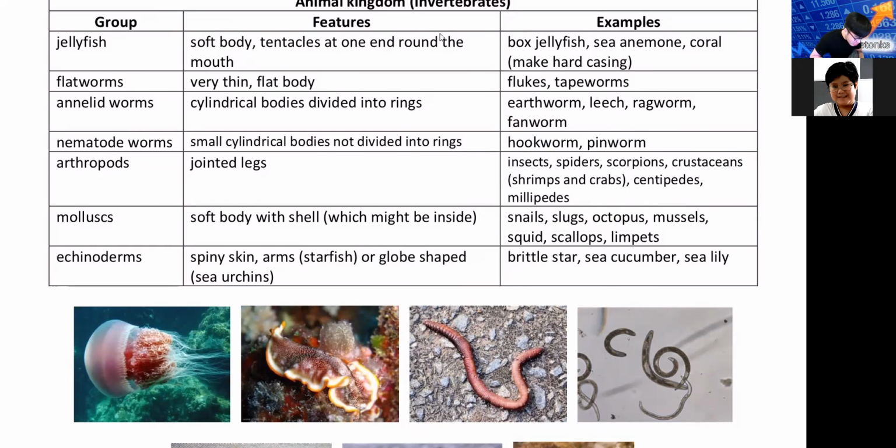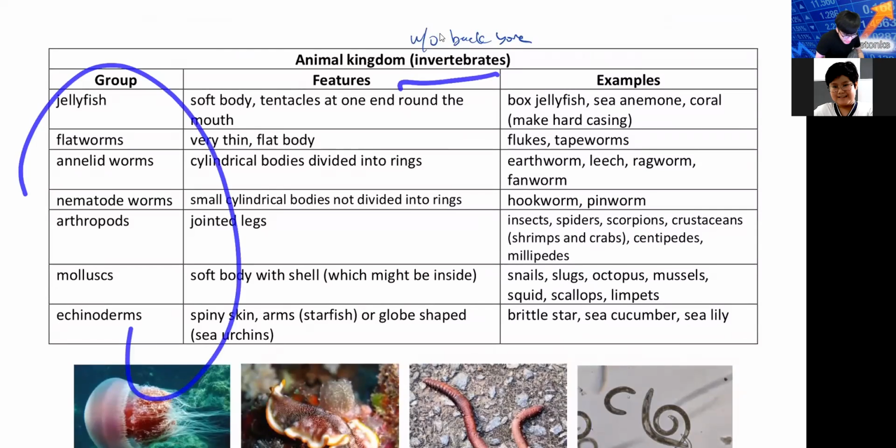Okay, so anyway, these are your invertebrates. As you can see, they have no backbones. They are really soft. You step on them, they die. Really squishy and soft. All these groups are. Okay, anyway, moving on.